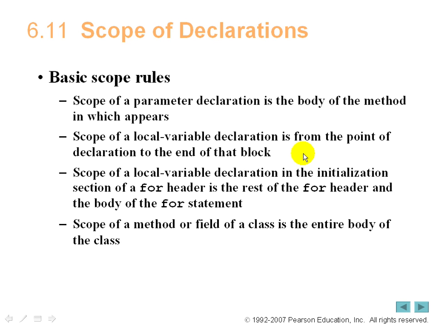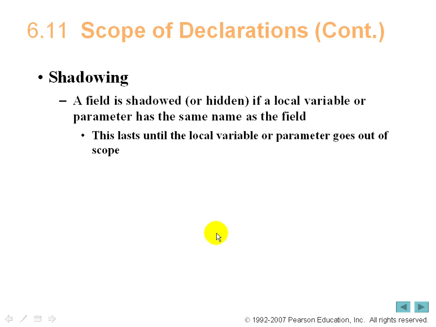If you happen to have a nested scope, for example, you might have an if-else statement, and within the if body you have a bunch of statements. If you were to declare a variable in the if body, the scope would just be the body of that if. The scope of a variable that's declared in the header of a for statement is the entire for statement, and the scope of a method or field that is a variable of your class is the entire body of that class.